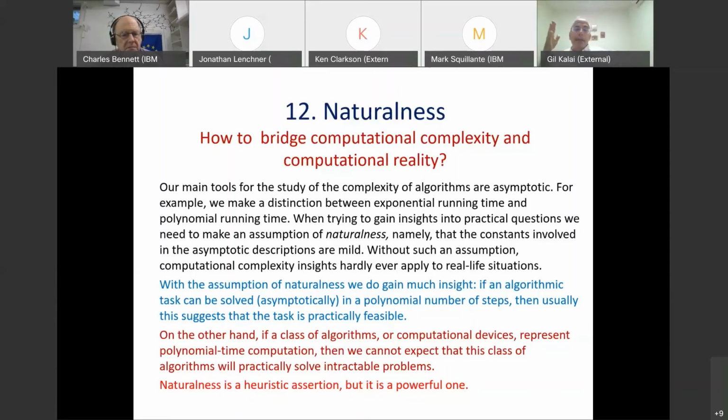In the NISQ case, the devices not only represent polynomial time computation, they represent very, very low level polynomial time computation. This is their asymptotic behavior, and this gives strong reason to doubt that you can use them to demonstrate any form of supremacy or large advantage, if we use the IBM notation. So naturalness is a heuristic assertion, and it's a powerful one, and I should say it is crucial not only for my argument against quantum computers, but also for all these arguments to demonstrate quantum supremacy. They also use the very same principle. They claim that some computational task is asymptotically intractable, and they give it as strong evidence that you will not be able to do it for 50 qubits.